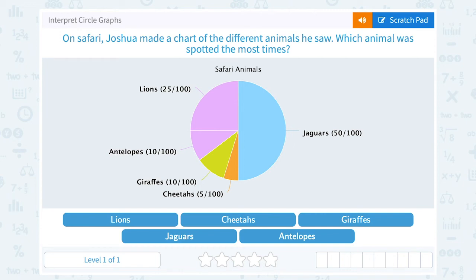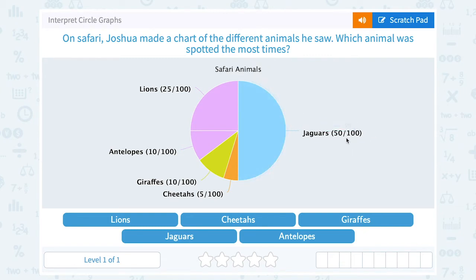Let's take a look at how to interpret circle graphs. On Safari, Joshua made a chart of the different animals he saw. Which animal was spotted the most times? Okay, so first of all, when we have a circle graph, this is a visual way to represent what slice of the pie, or what percentage, was taken up by each of several items. So in this case, he spotted a bunch of different animals.